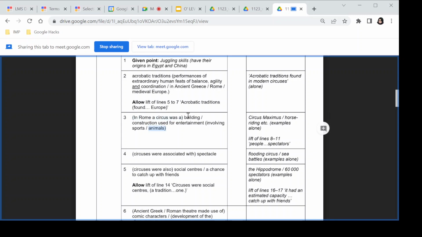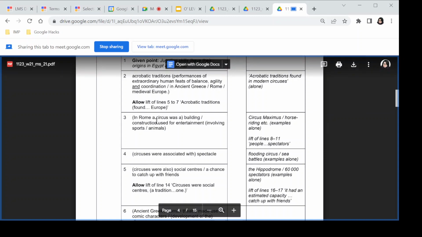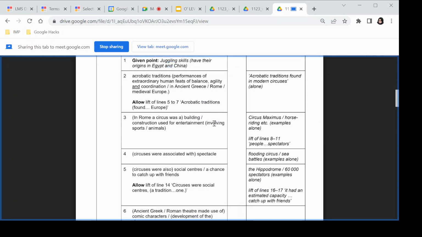All right. Building or construction used for entertainment. Initially, in Rome, what was a circus basically? Basically, it was a building used for construction, used for entertainment purposes as such, which included sports and animals. You can mention it, you can skip it. It's your choice. Clear?